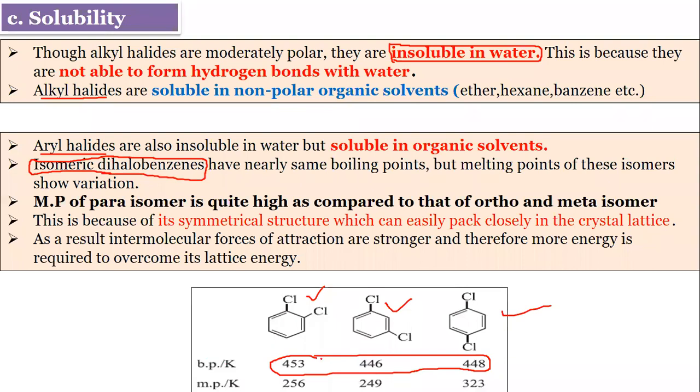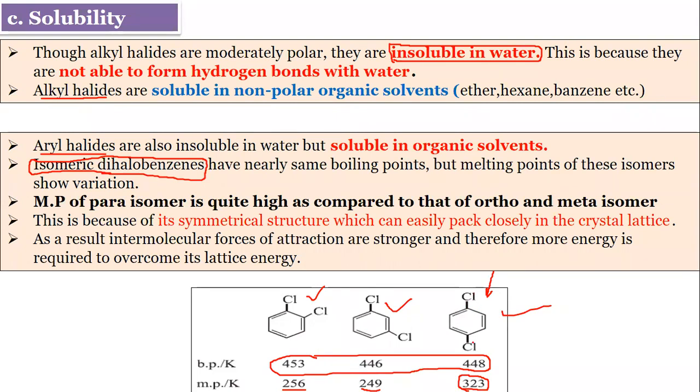So the boiling points are nearly the same, but if you observe the melting points, ortho dichlorobenzene is 256 Kelvin, then meta dichlorobenzene is 249, and we can see a higher melting point in case of para dichlorobenzene. So this question is asked for the CET. Why does para dichlorobenzene have the higher melting point? The reason is symmetry. This is a symmetrical structure.